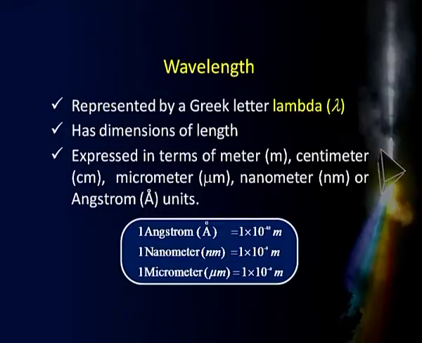Centimeter means 1/100th of a meter, micrometer is about a 1 millionth part of a meter, nanometer is 10⁻⁹ meter, angstrom is about 10⁻¹⁰ meter. So, that is the kind of units we use here. Those are the typical conversions I am referring to: angstrom is 10⁻¹⁰, nano is 10⁻⁹, micro is 10⁻⁶ meters.